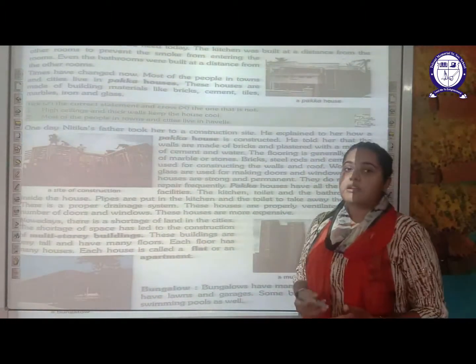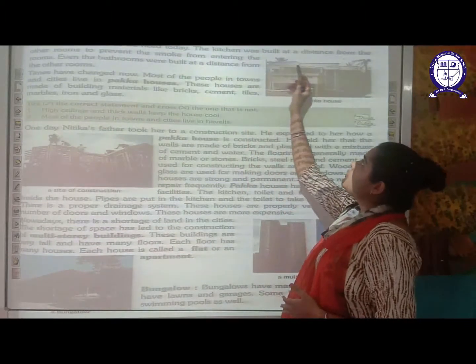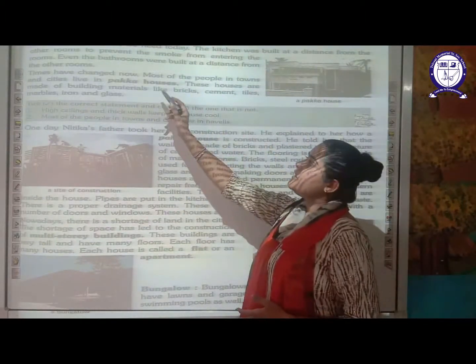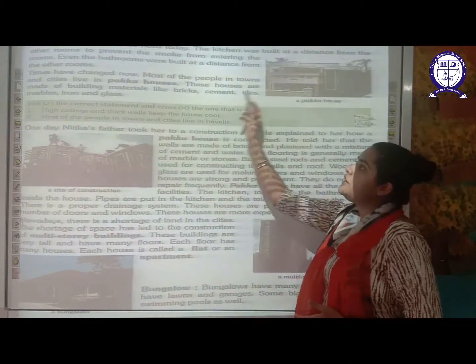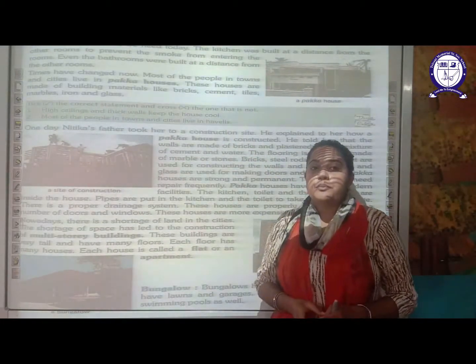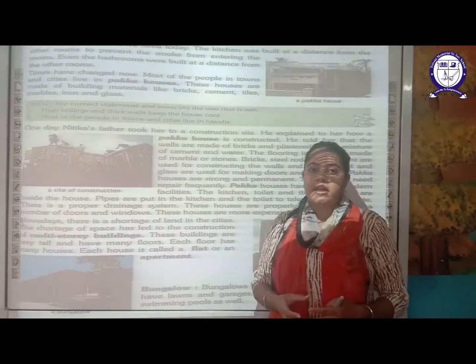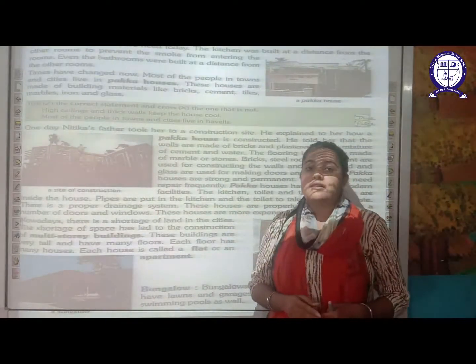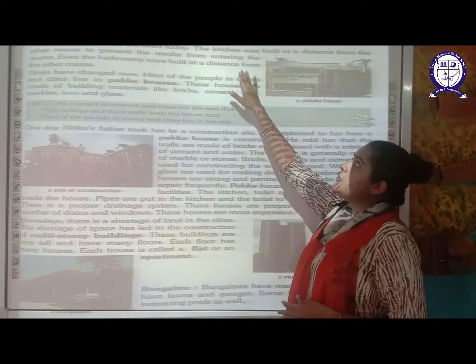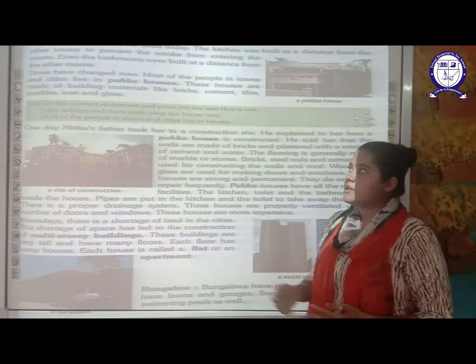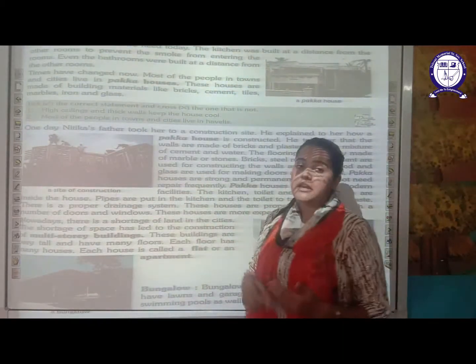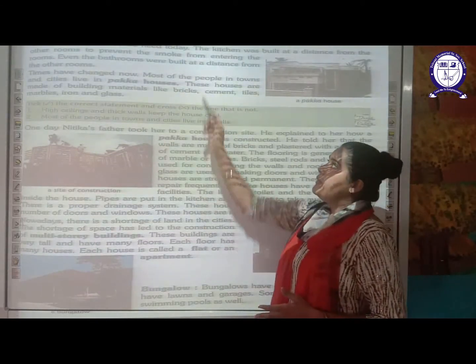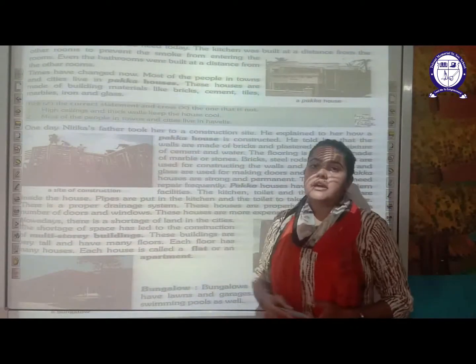So this is one kind of change. Then the kitchen was built at a distance from the other rooms to prevent the smoke from entering the rooms. So in order to prevent the smoke while the women would cook the food, they used to build the kitchen at a distance away from those rooms, and even the bathrooms were built at a distance from the other rooms.